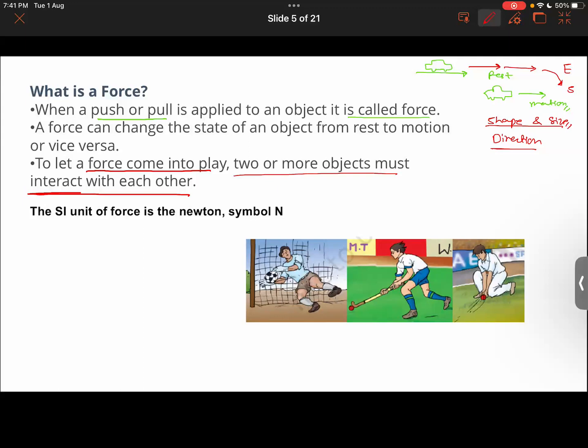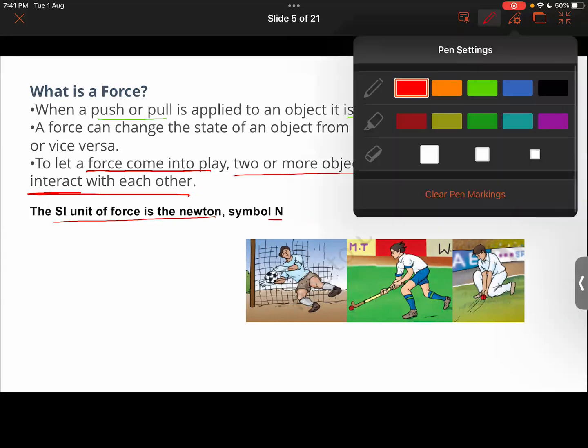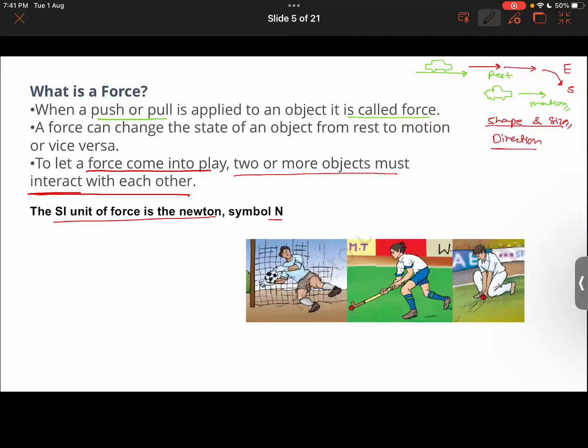Now, how do we measure force? It is measured using the SI unit, the Newton, and in short it is written as N, right? And if we were to find the formula using which we can find the amount of force, force equals mass, that is basically the weight of the body, into acceleration.